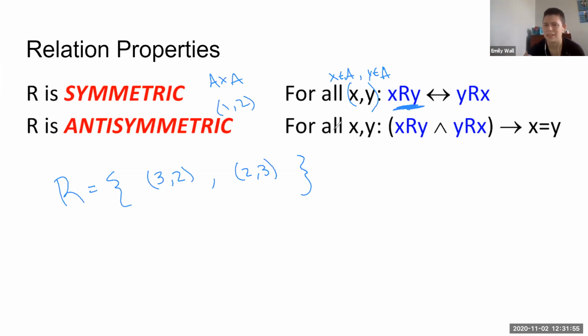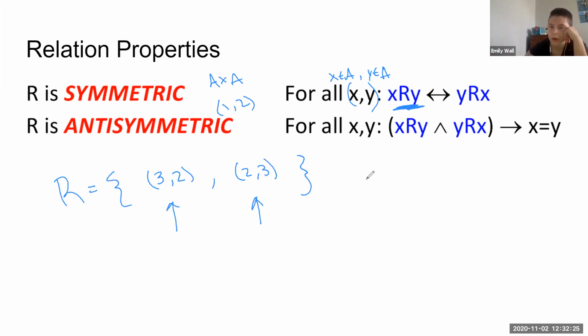No, it's not in our relation. So it's like x relates to y is false. False implies anything is true. So I don't think about symmetric in terms of A cross A and looping over all of those, which is different than reflexive. Reflexive, we need to think about all the elements in A. But for symmetric, I tend to think about looping over all the pairs in the relation itself.